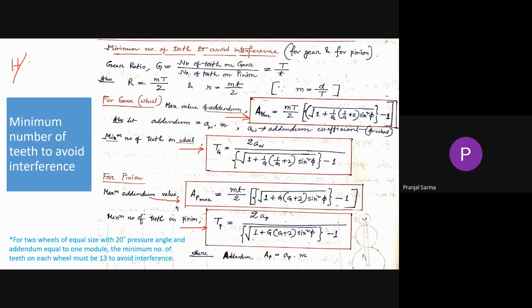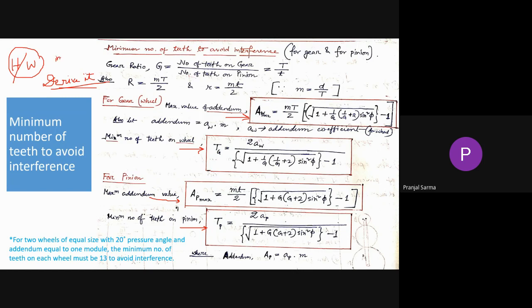Now this is your homework or assignment. You can do the complete derivation. If you follow any book, you'll be able to get that. So just follow a book and complete it as an assignment. Right now here I am giving this directly. So now, as I was saying, we need a minimum number of teeth to avoid the interference in involute gear profile.